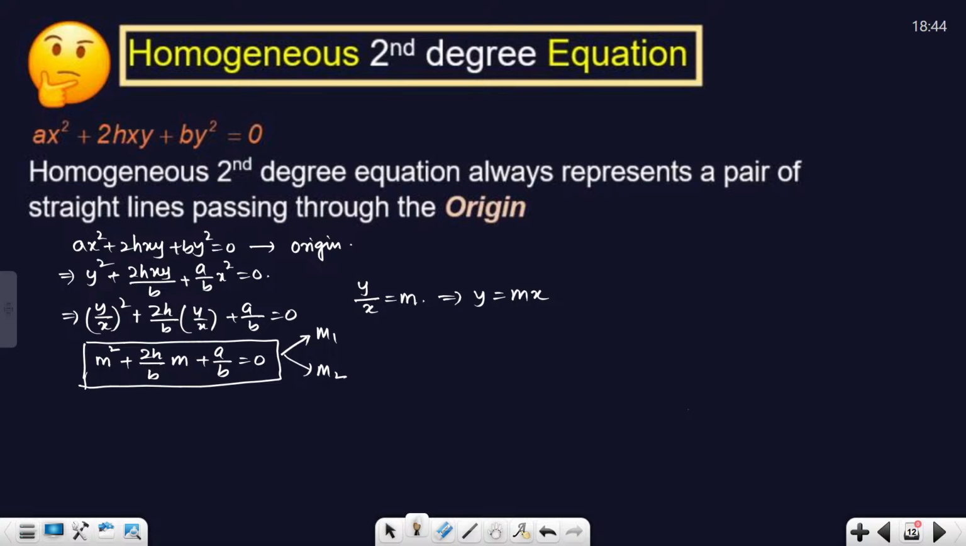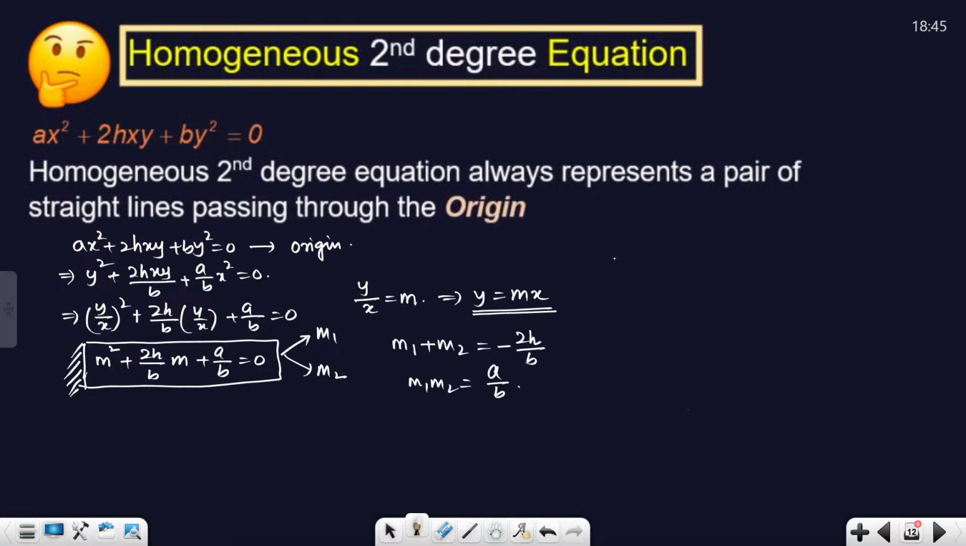So definitely you are getting two lines which are passing through the origin, because y equals to mx is the equation of a line passing through the origin. So in this case, what you can write? You can write m1 plus m2, that is the sum of two roots of this quadratic equation, will be minus b by a, that gives us minus 2h over b. And m1 into m2, the product of two roots, gives us a by b.